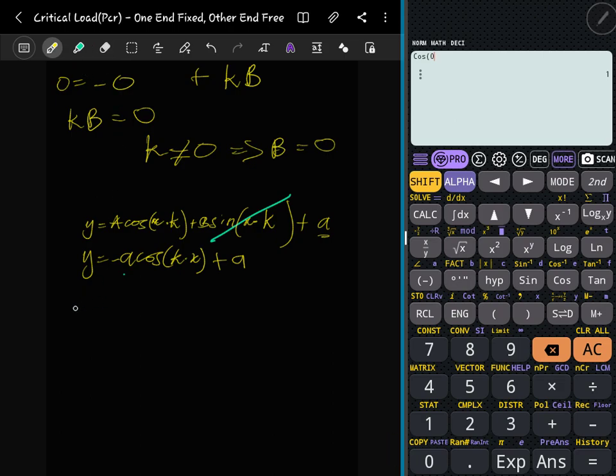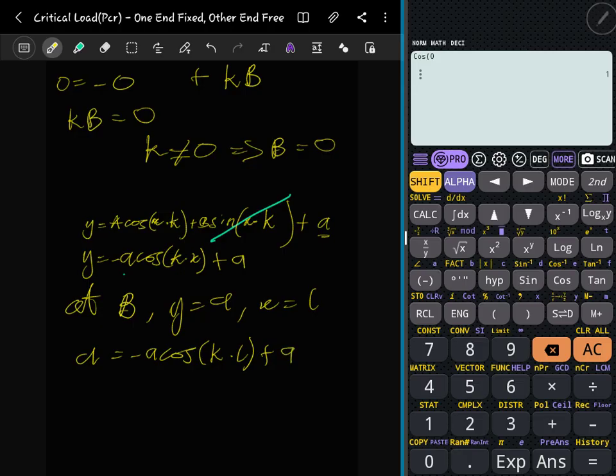So let's write it out. At B, y is equal to e, and x is equal to L. So that's what we get. We get A is equal to minus e cos KL plus e.